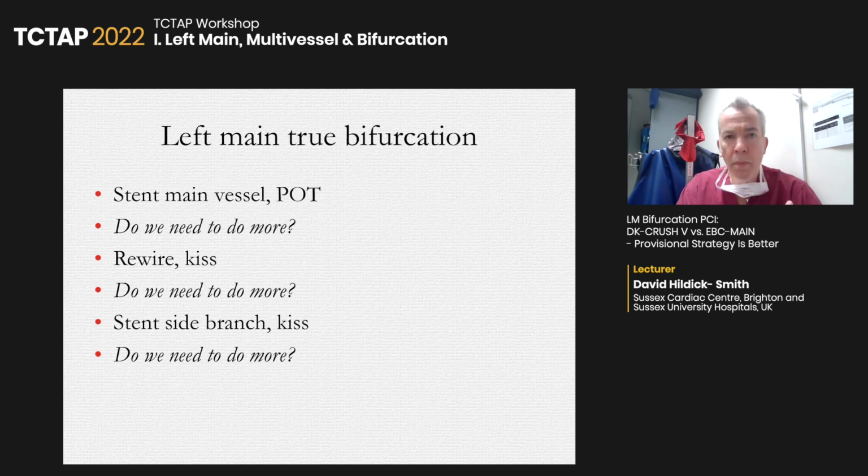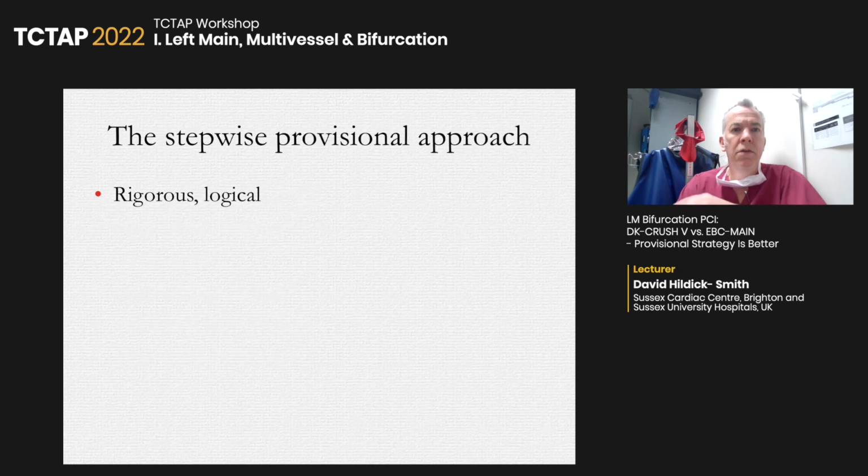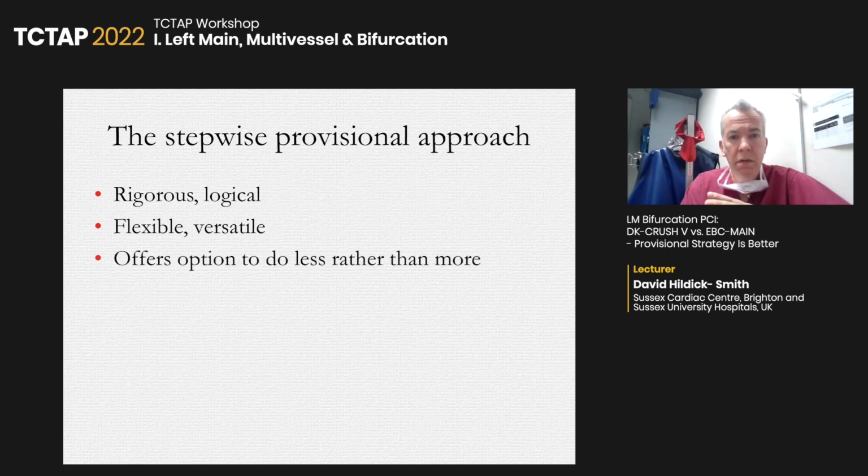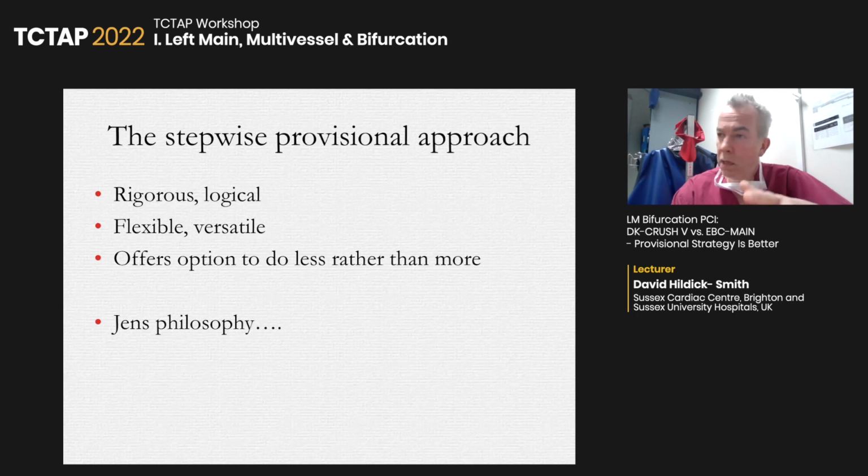And if you can stop earlier than perhaps you thought might be necessary, that's all to the good, because the less metal you put in the left main stem, the less the risk of subsequent restenosis, as a very broad generalization. So the provisional approach is rigorous and logical. It is flexible and versatile. It does need you to think on your feet a little bit. And importantly, it offers the option to do less rather than more. As Jens Lassen loves to say, if you start with one stent, then you can always end up with two. But if you start with two stents, you can't end up with one.